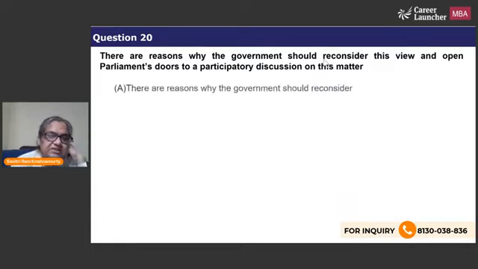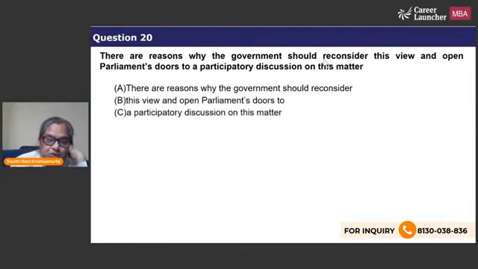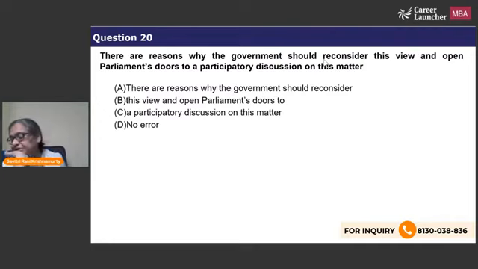There are reasons why the government should reconsider this view and open Parliament's doors to a participatory discussion on this matter. No error. What do you think is the answer for question 20? Four more questions, we're done, okay? We'll do parts of speech and then we're done. When I see the first answer, I'll discuss and then we'll move on, okay?